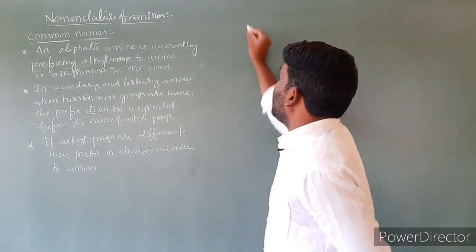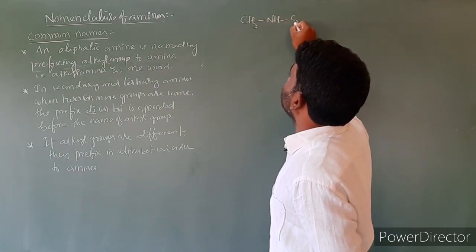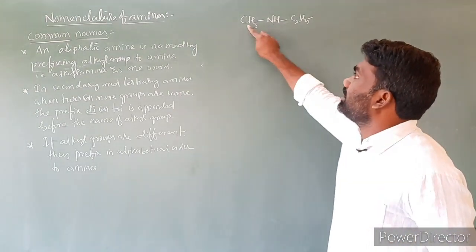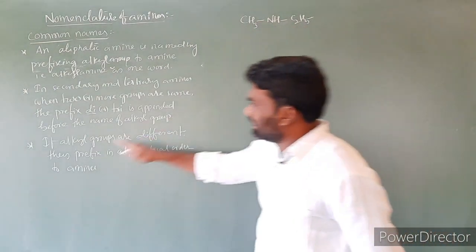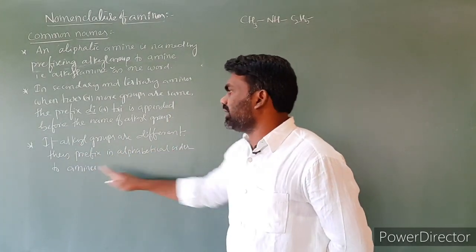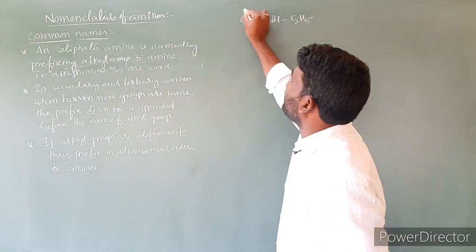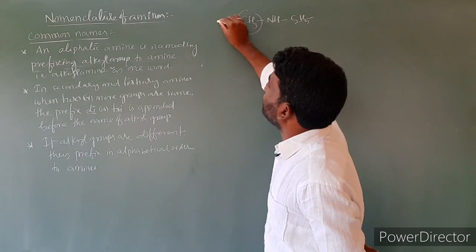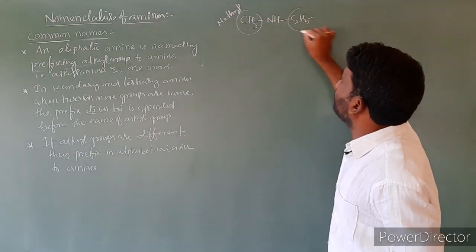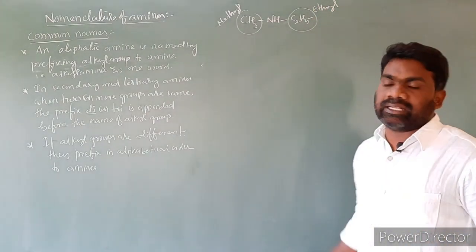Next example. I'm taking CH3NHC2H5. Look at this. To this nitrogen, the alkyl groups attached are different. In such a case, if alkyl groups are different, they are prefixed in alphabetical order to amine. So we have to write in alphabetical order. This alkyl group we take as methyl, and this alkyl group has 2 carbons, so we write it as ethyl. So one is methyl, another one is ethyl.